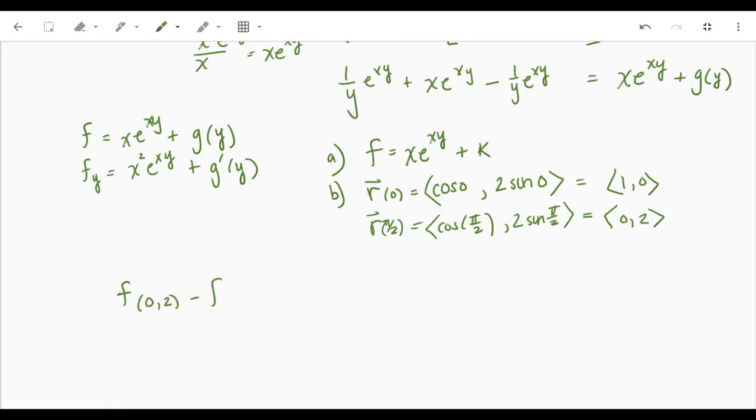So I will have 0 times e to the 0 times 2 plus k, minus 1 times e to the 1 times 0 plus k. And you can see the k's will cancel out every time. I really don't need to show them in my work, but I just wanted to show you once. It doesn't really matter what k is. I have 0 minus 1, so my answer is -1.